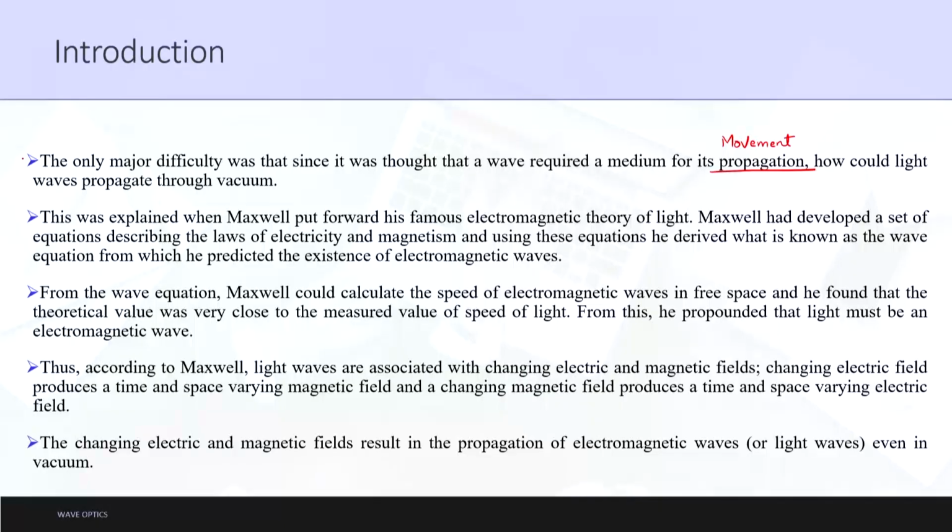So, this was only one of the difficulties, but it was also explained. How was it explained? This was explained when Maxwell put forward his famous electromagnetic theory of light. Electromagnetic theory is nothing but the concept we learned in the electromagnetic induction chapter. Maxwell had developed a set of equations describing the laws of electricity and magnetism, and using these equations he derived what is known as the wave equation, from which he predicted the existence of electromagnetic waves.